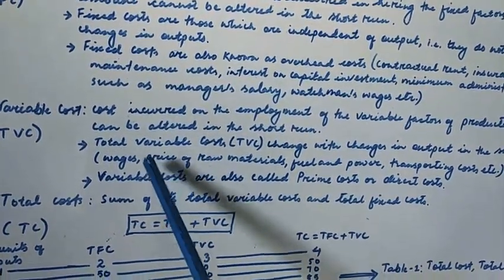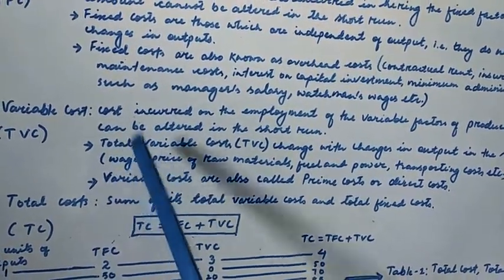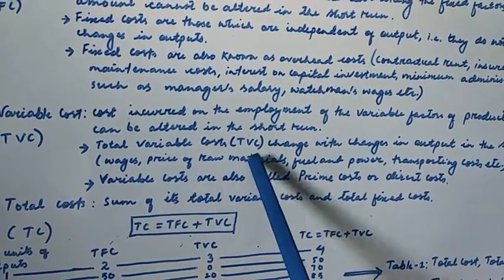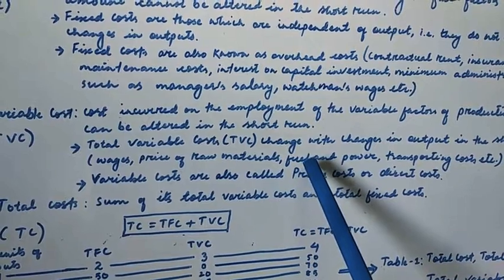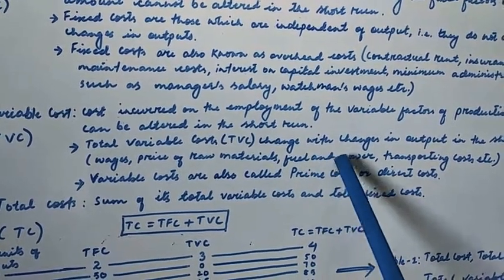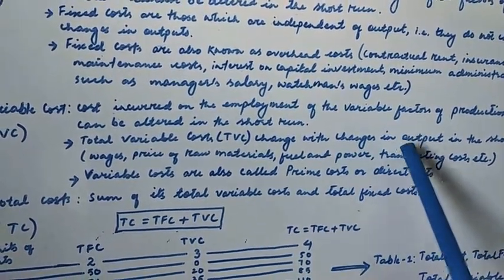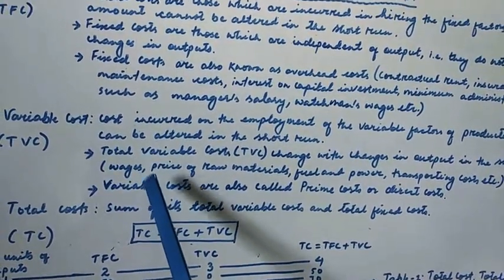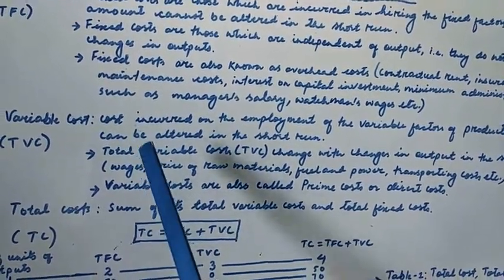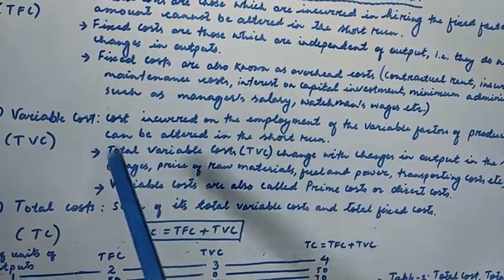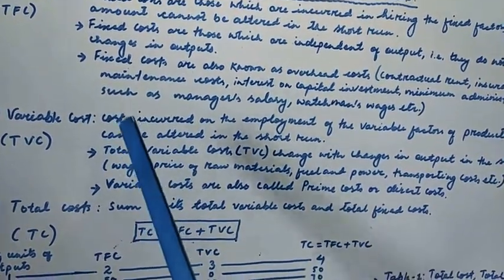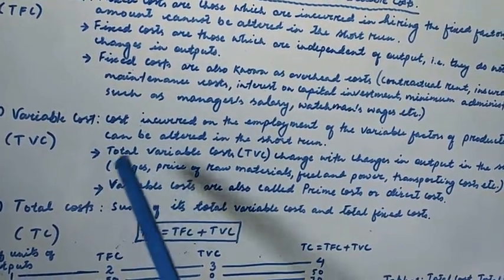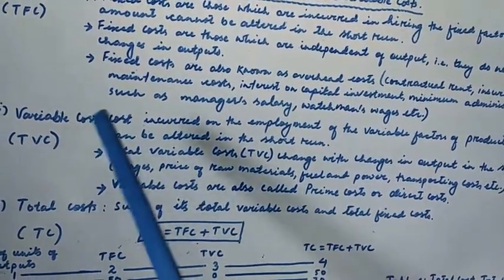They are the wages that are paid to the laborers, the price of the raw materials, the use of fuel, petroleum, all those things, and also power, and transporting costs. So let us take the wages for the laborers. If you're employing more laborers to produce more output, then you have to pay more wages. So when there is an increase in output, you are paying more.